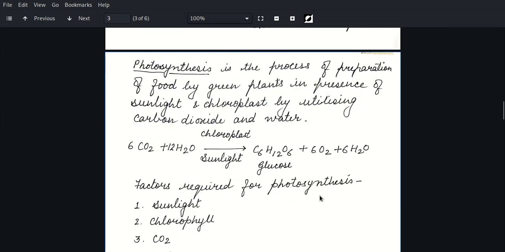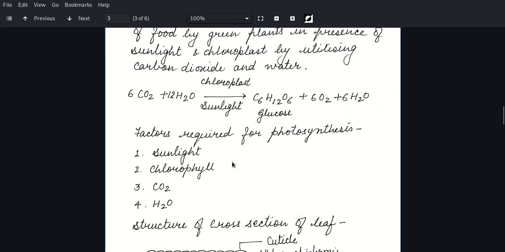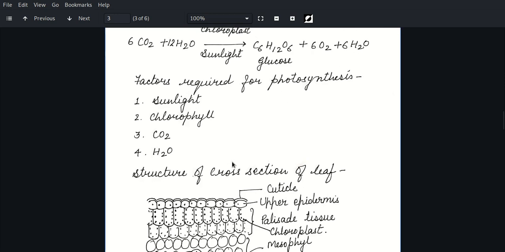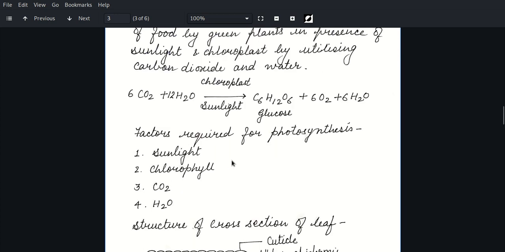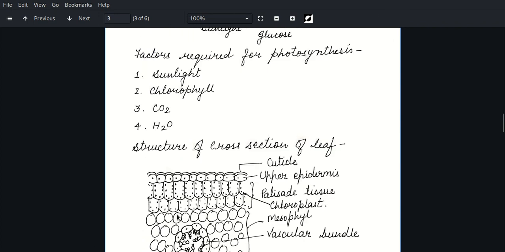What are the factors required for photosynthesis? Here in equation we see carbon dioxide, water, chloroplast and sunlight. These are the factors required for the process of photosynthesis. To understand the process of photosynthesis, we have to study the structure of cross section of the leaf. This is structure of cross section of leaf.